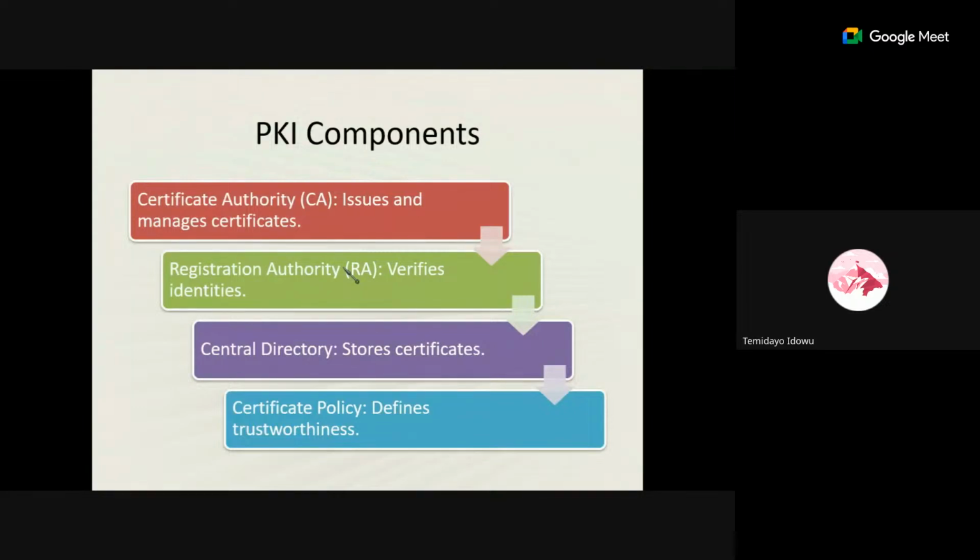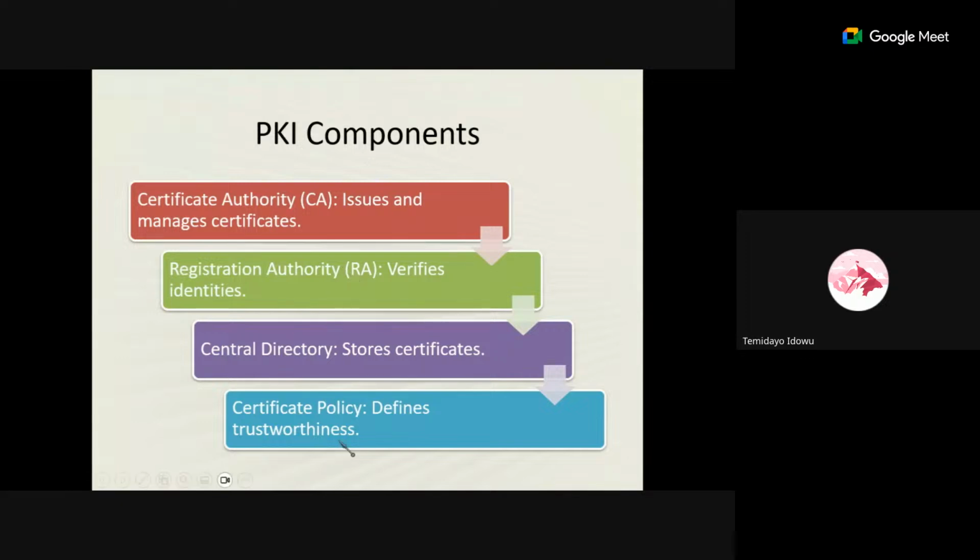So the next thing is the central directory. That is where certificates are stored. Every time I want to access a website, even for the first time, my browser needs to check. It goes to the central directory and checks for the certificate. Oh, it is there. Then it checks, okay, this certificate that I'm seeing here, is it still active, or has it been revoked? If it is active, then fine, it gives me access to the website. If it has been revoked, you can get a warning like, oh, this site is not safe, or something is wrong.